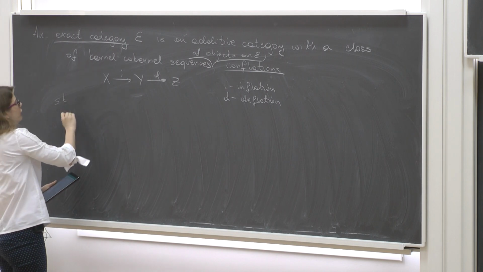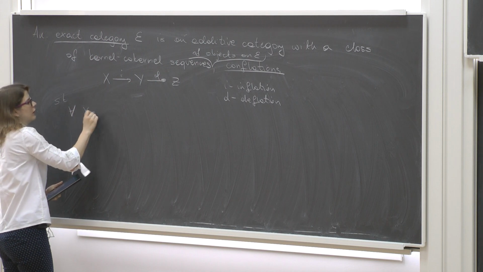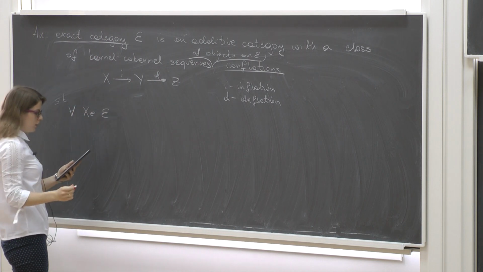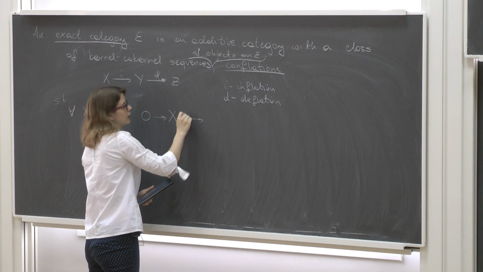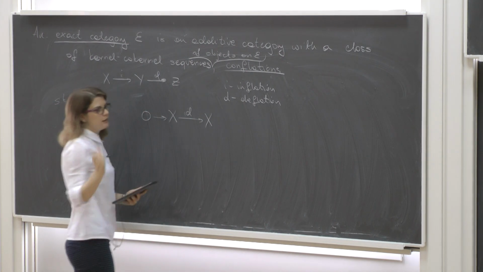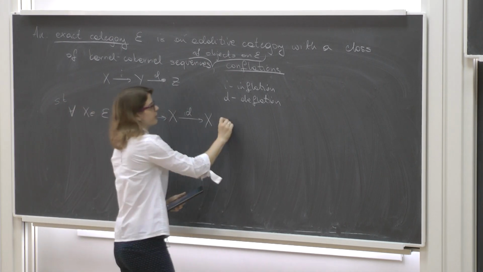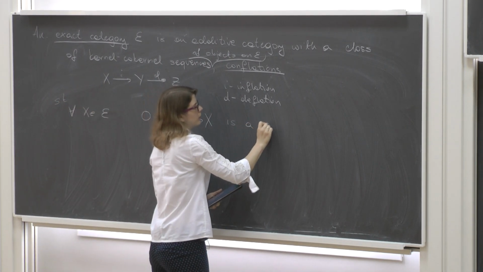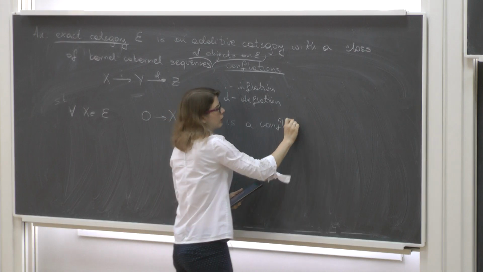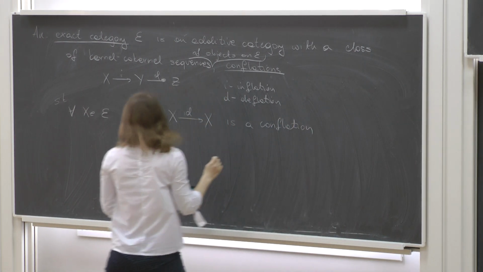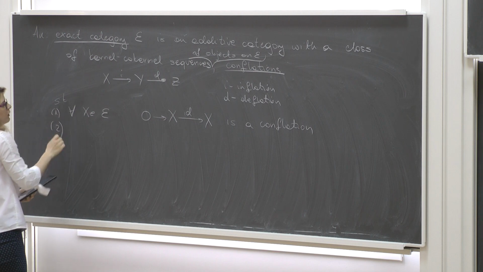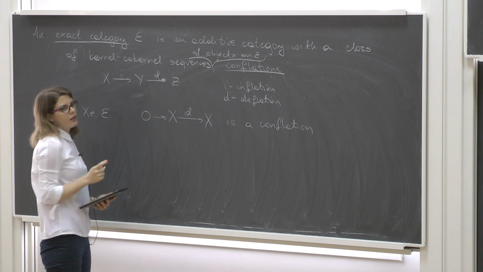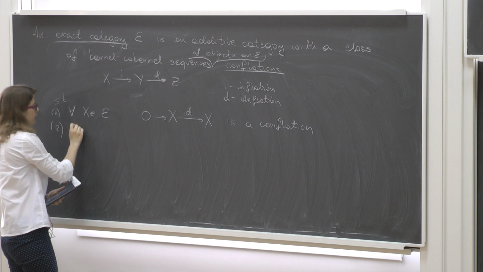So first of all, for any object of E, when I go 0, then to my object, and then to identity, this is a conflation. The second axiom tells that when you compose two deflations, it's still a deflation.